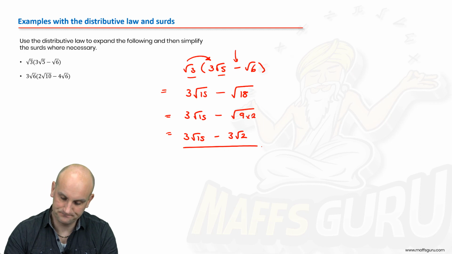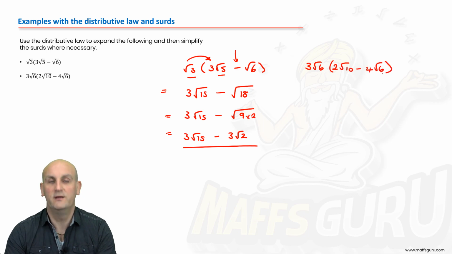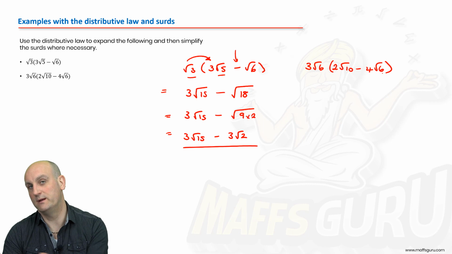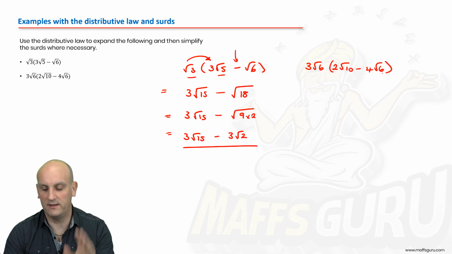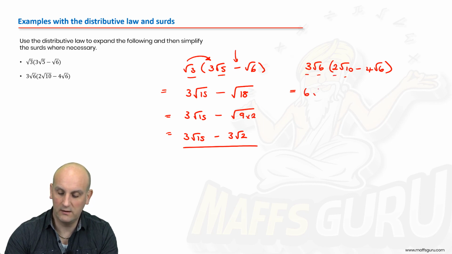What about the next one? So I've got 3 root 6 multiplied by 2 root 10 minus 4 root 6. Now this is building up into something coming a bit later on that's a bit of a trick in maths, but a bit of an awesome thing to learn as well. So let me see, I've got the 3 times the 2, which gives me the 6, and I've got root 6 times root 10, which gives me root 60. Let's get rid of these lines underneath now. I've got minus 3 times 4, which gives me 12.